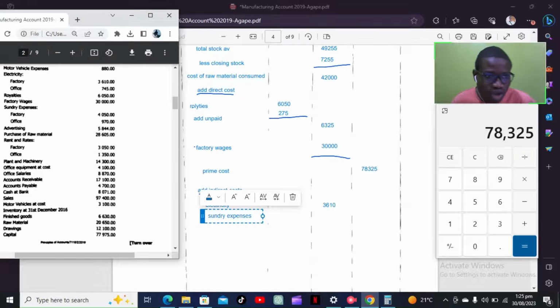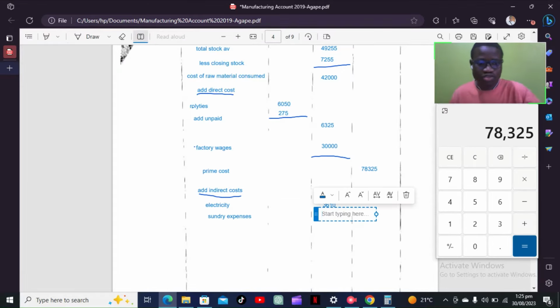So how much was our sundry expense? Our sundry expense for the factory was 4,050 kwacha.